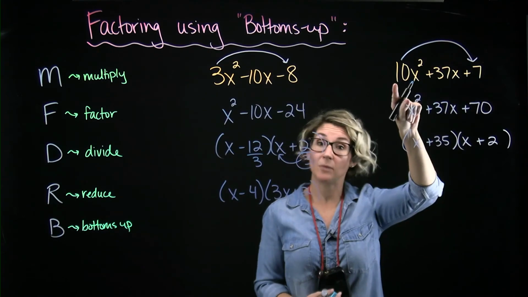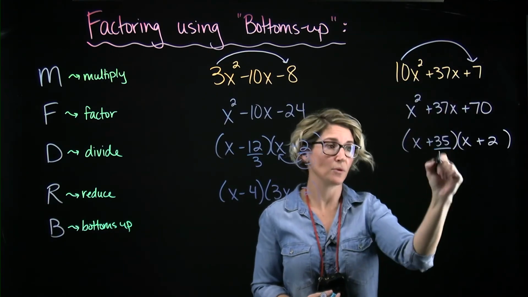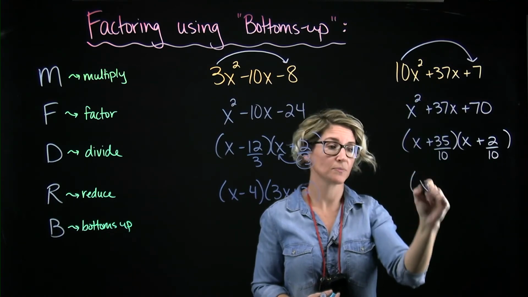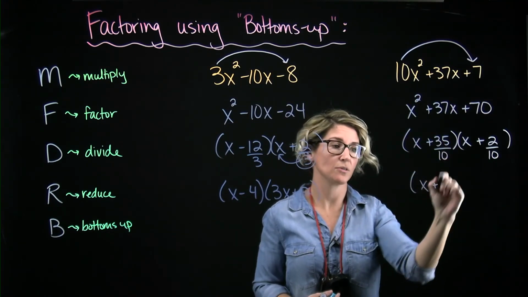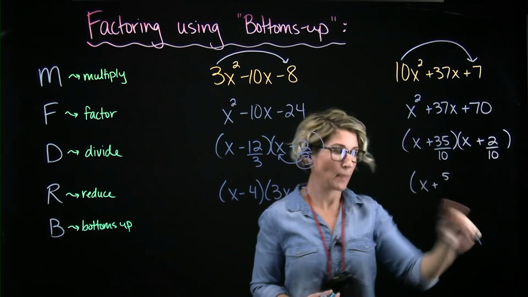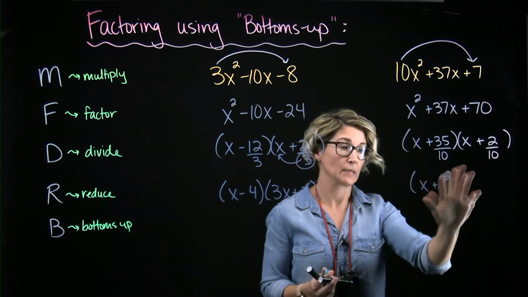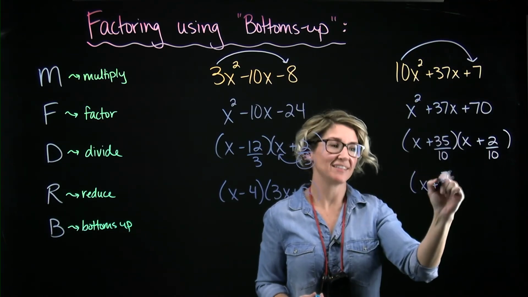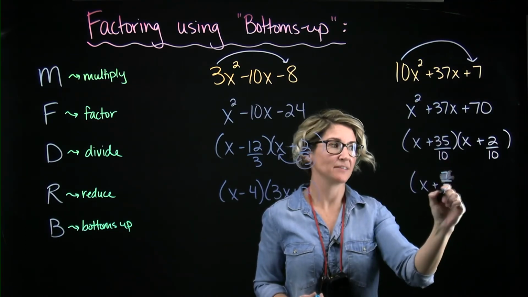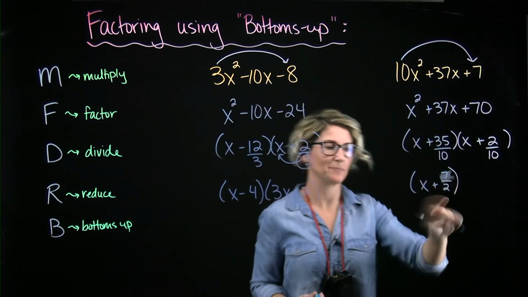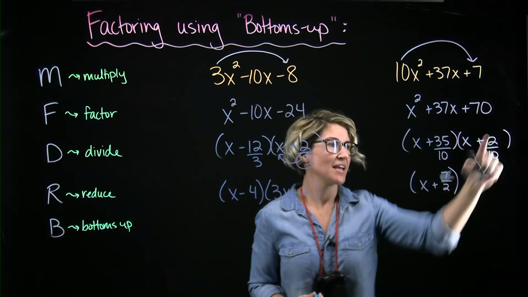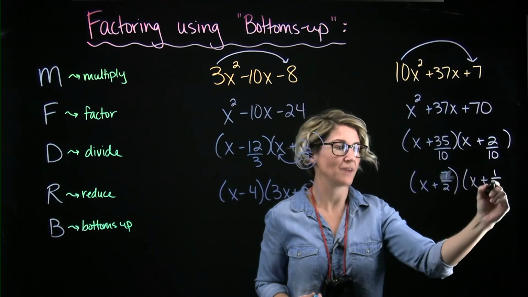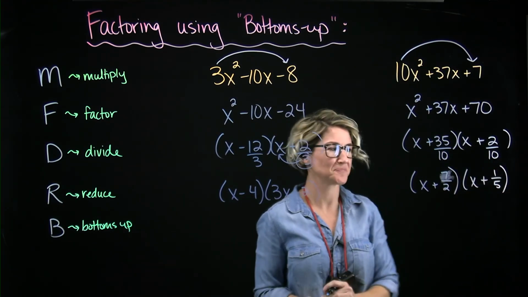I went through and I multiplied by 10, so let's go back through and divide by 10. Let's reduce. 5 goes into 35 7 times, and 5 goes into 10 twice. That's kind of ugly, but 7 halves. 2 goes into 2 once, and 2 goes into 10 5 times.